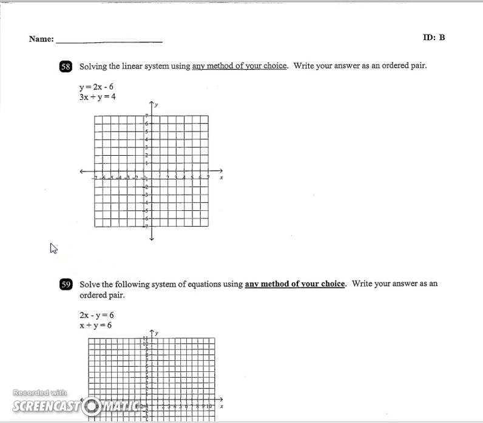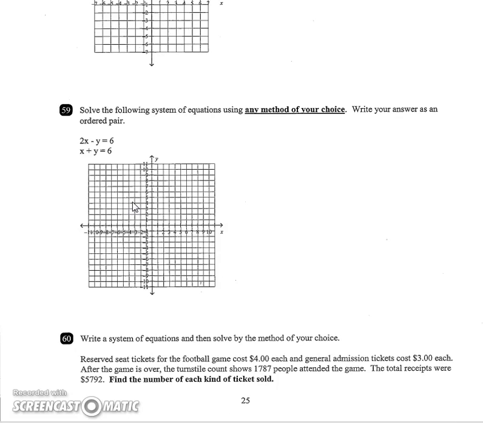58, solve the linear system using any method of your choice. Write your answer as an ordered pair. I did provide graph paper in case you choose to graph this. And the same is true for 59. Solve the following system of equations using any method of your choice. Write your answer as an ordered pair. Again, I provided graph paper in case you choose to use the graphing method.